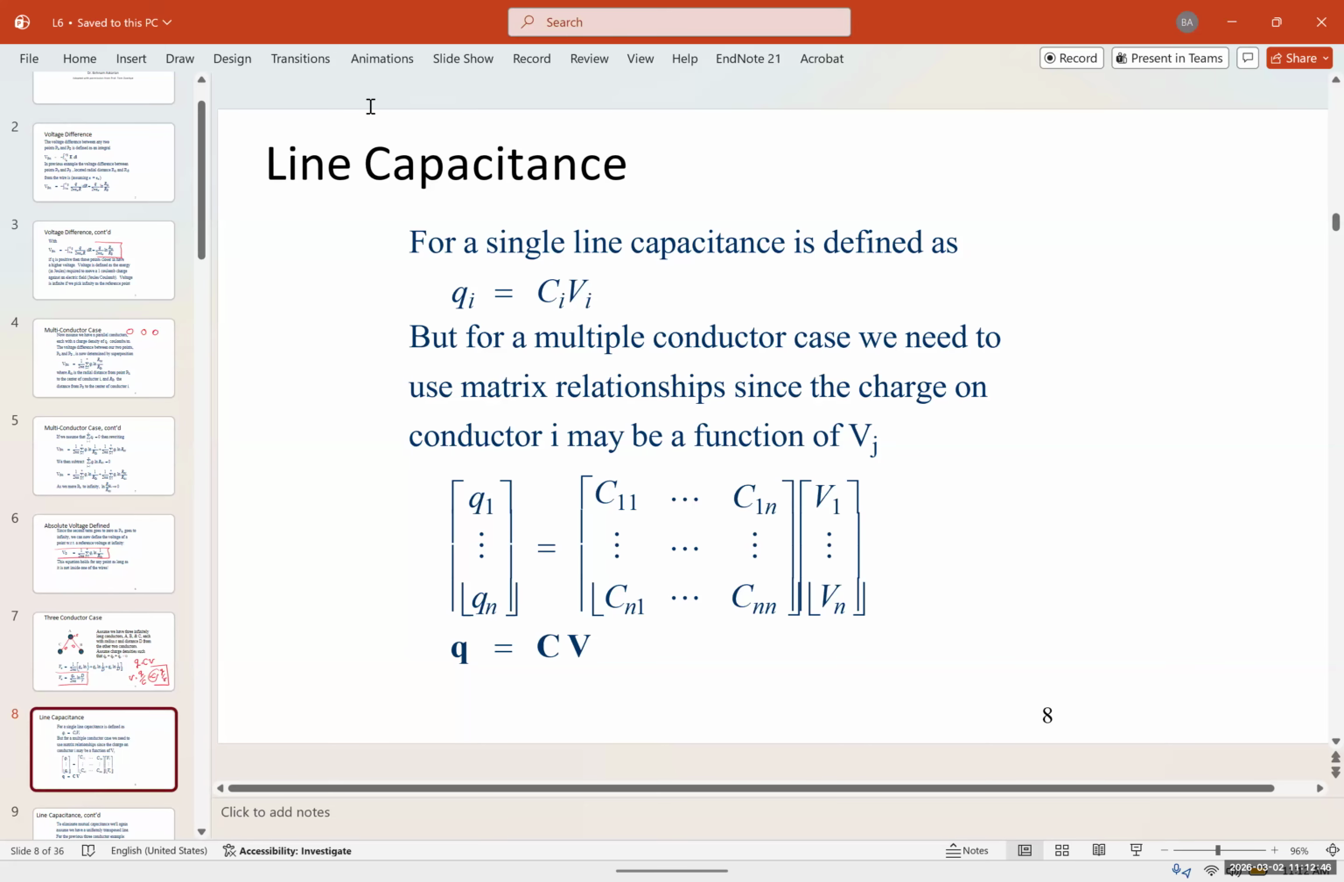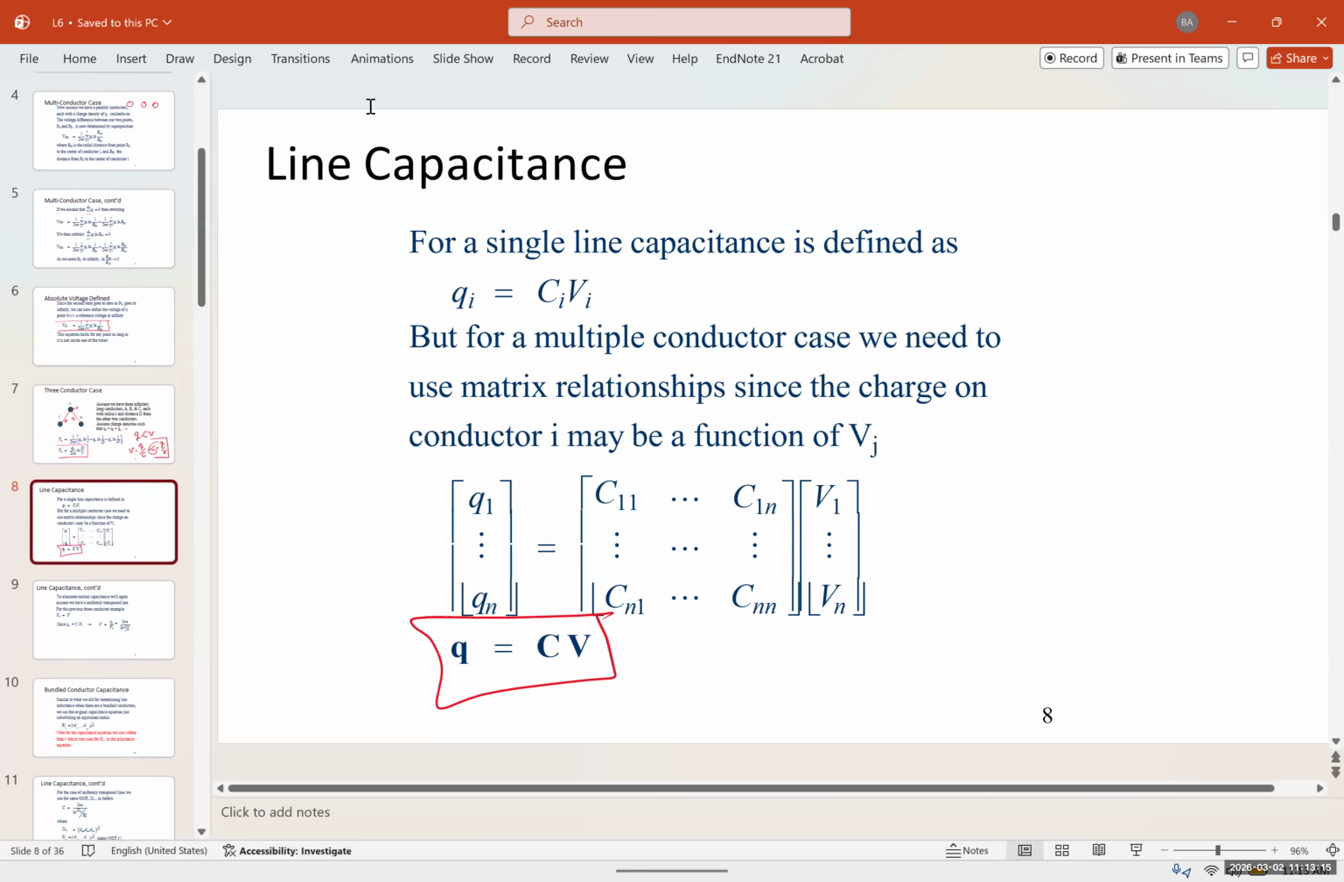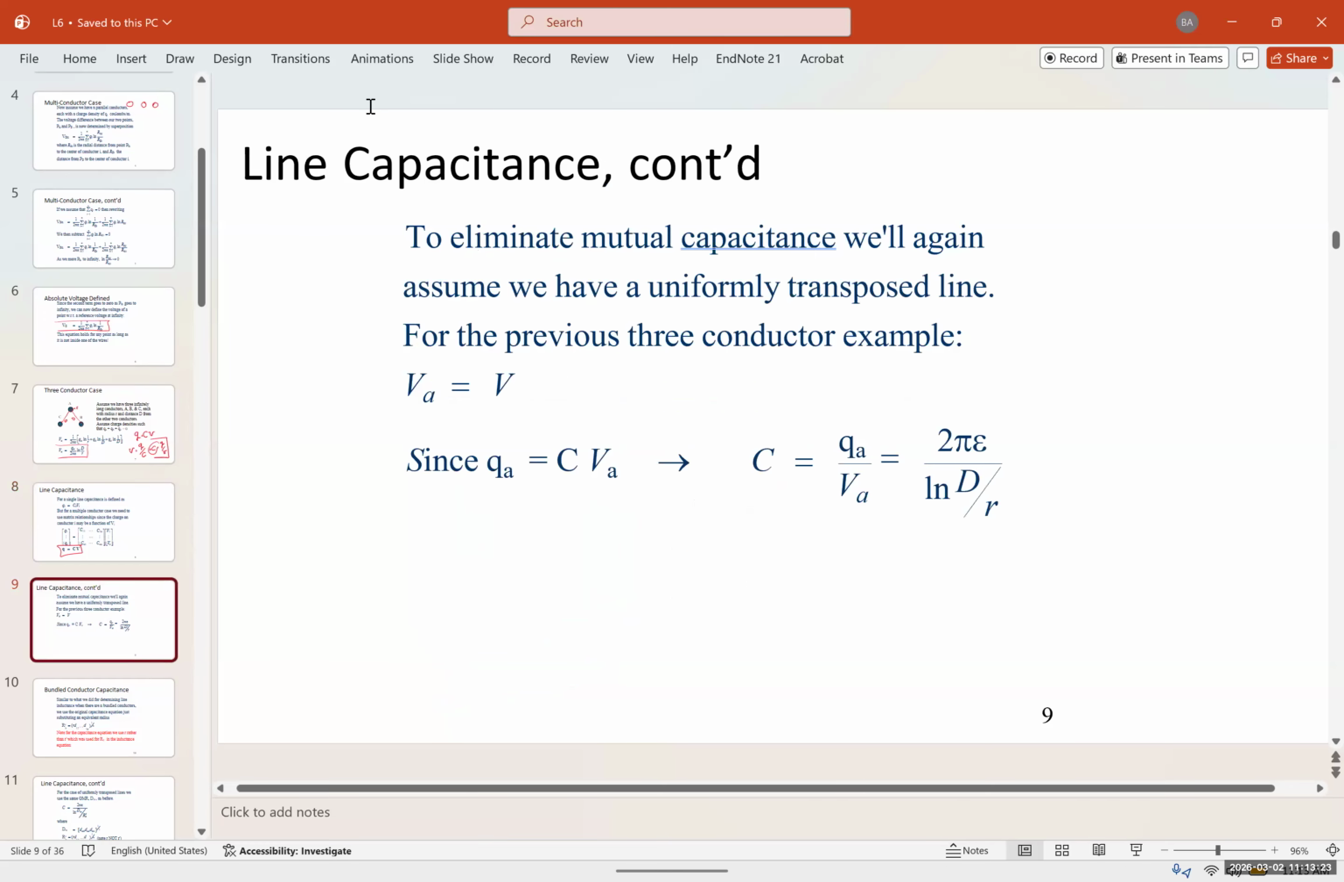Now, for a single line, capacitance is defined as Q equal to CV. But for the multiple conductors case, we need to use a matrix relationship. The matrix will be as follows: Q1 to Qn is equal to C11 to C1n and Cn1 to Cnn, times V1 to Vn. In other words, we can write it as the matrix Q equal to CV. So if we have 3 conductors, it's going to be Q1 to Q3, C11 to C13, C31 to C33, and V1 to V3.